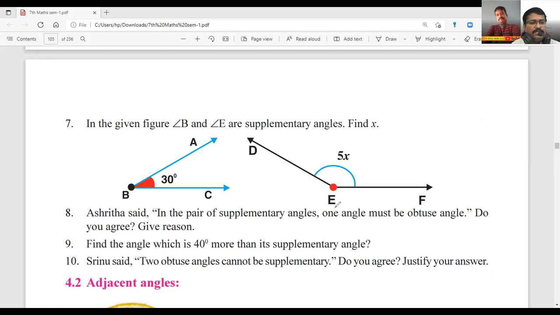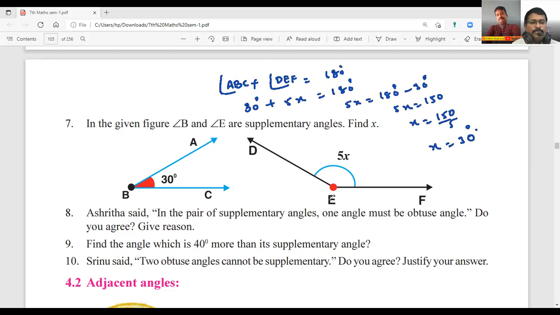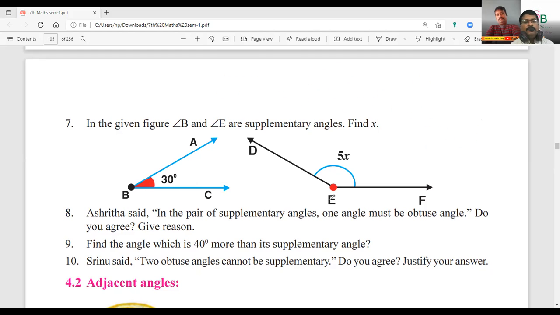Okay. Ashrita said, in the pair of supplementary angles, one angle must be obtuse angle.